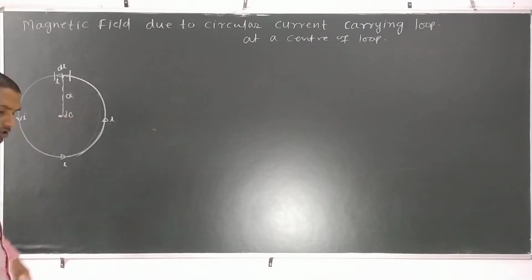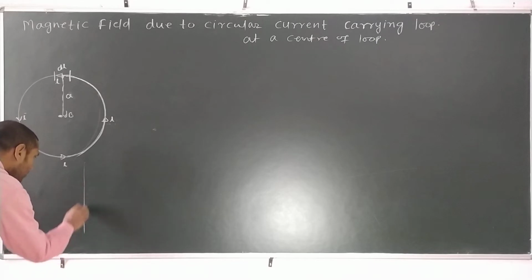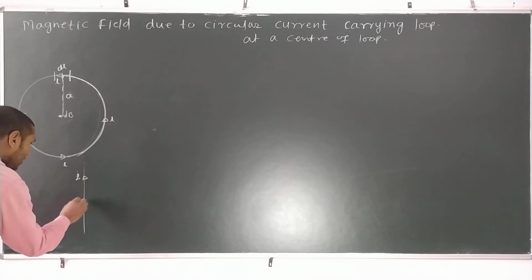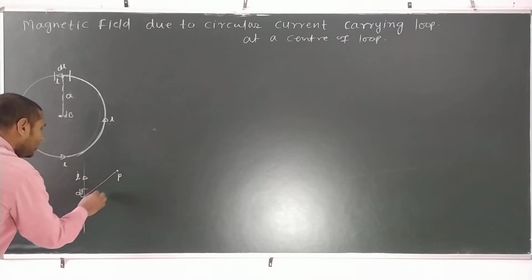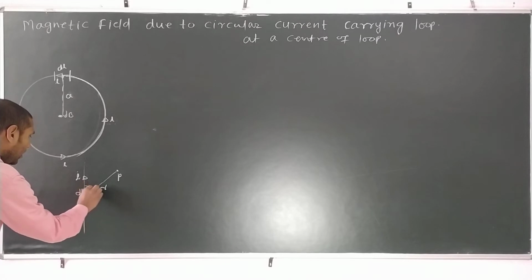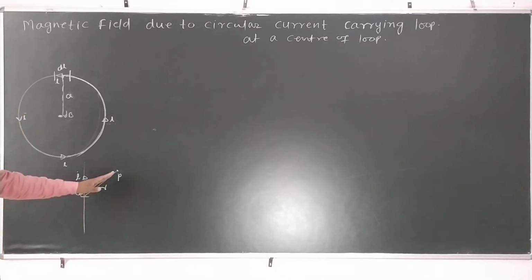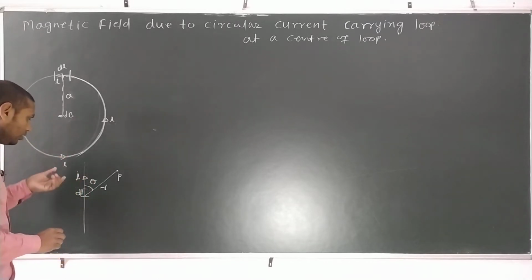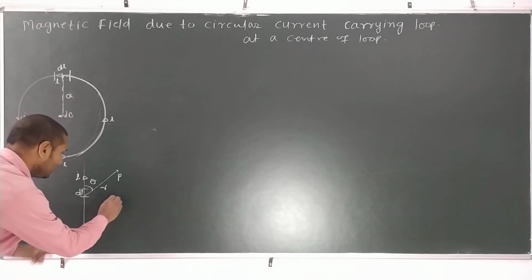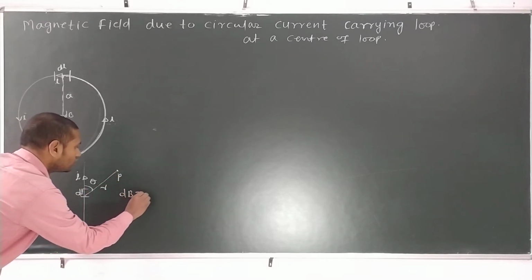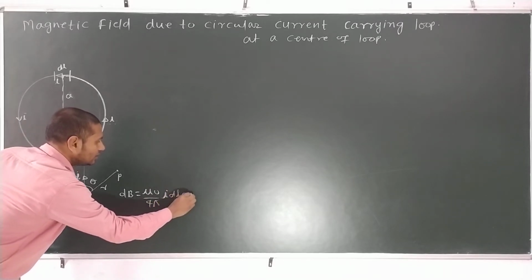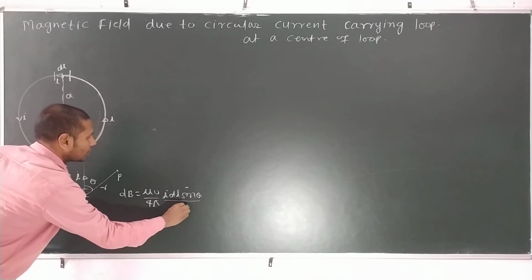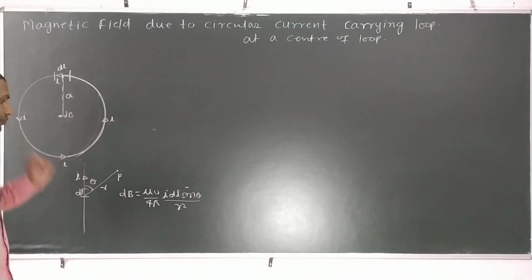What is the Biot-Savart law? Suppose there is a wire carrying current I, and we cut an element of length dl. Due to this element, we find the magnetic field at a point P at distance r, where theta is the angle between dl and r. The magnetic field at point P is dB equal to mu naught upon 4 pi, I dl sin theta upon r square. This is the magnitude of dB at point P.